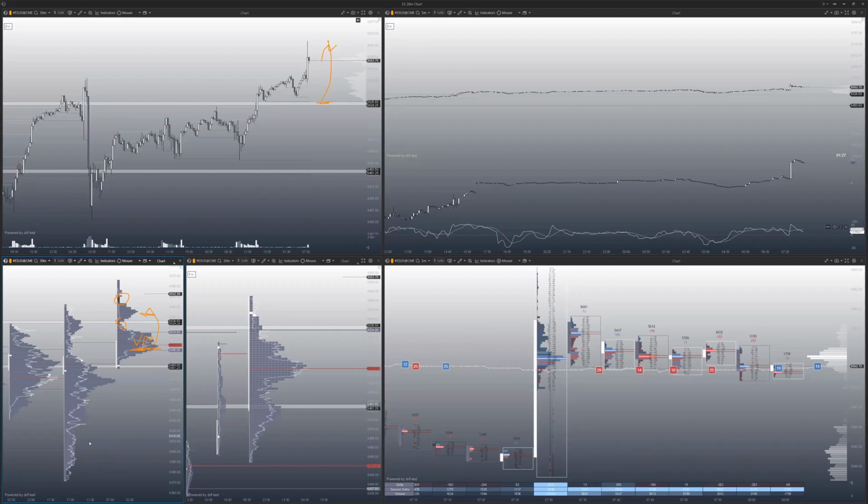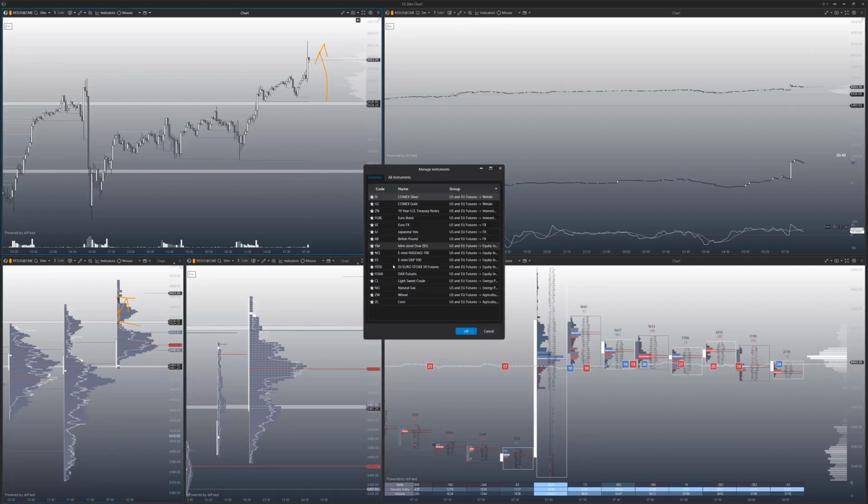But so long as we have single prints, we never trade against single prints. You trade only with the single prints, and these single prints are to the upside. That's why I'm also looking at the S&P to the upside. That's for the S&P.